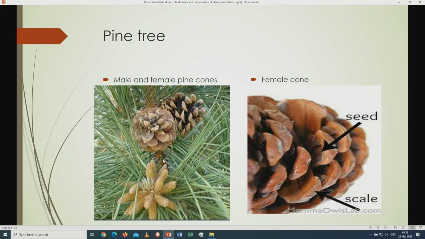So in gymnosperms, the male gametophyte and the female gametophyte are very small. They are enclosed by the sporophyte generation. The sporophyte generation is the whole pine tree, which is made up of the roots, the stem, and the leaves. So here, it's a structure of a female cone. It shows the seeds. The seeds are not hidden in an ovary or any protective covering. They are just exposed.